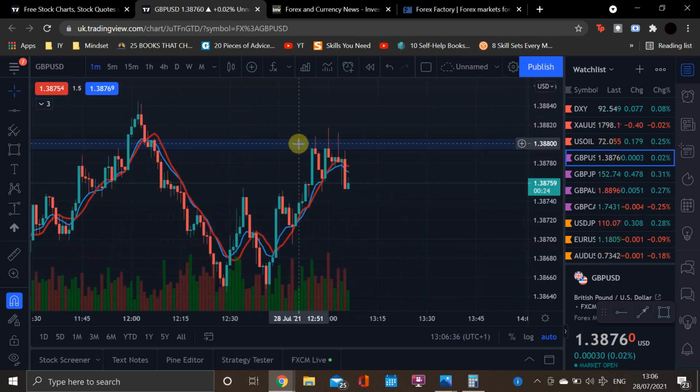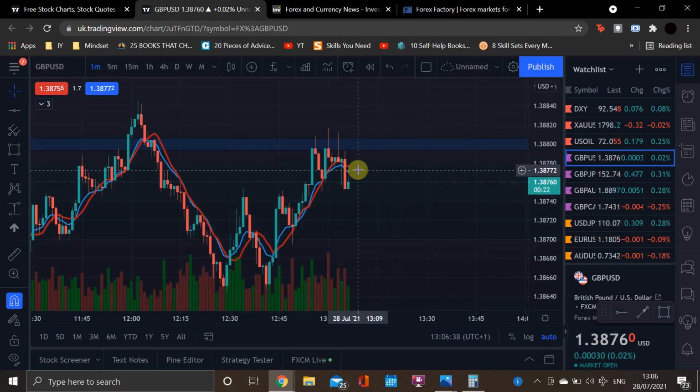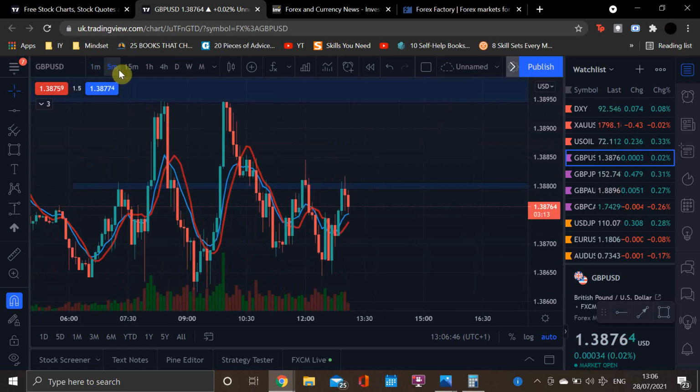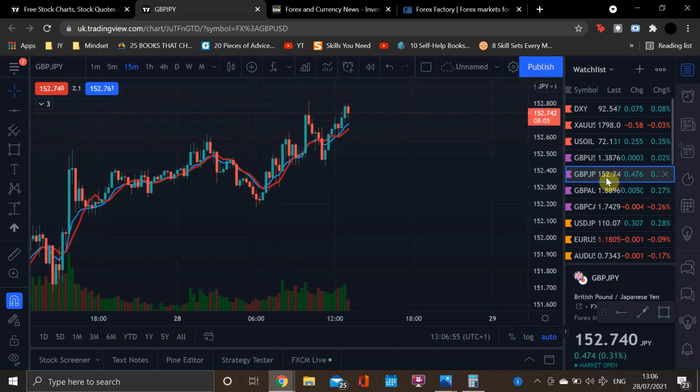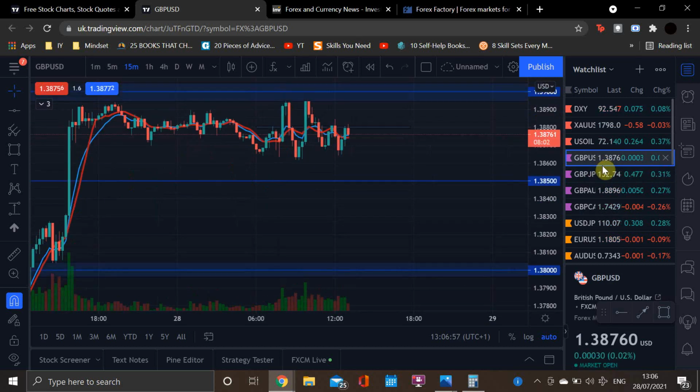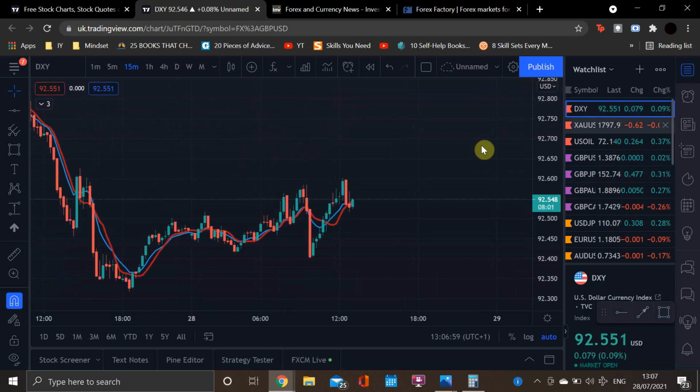And then look, the blue line's underneath the red line as well, on the 1 minute chart. So I would have a sell bias, definitely, and maybe ride it down to the 1.385 region. But the reason why I'm a bit skeptical is because GBP is doing well on all pairs. So let's see how DXY is doing.